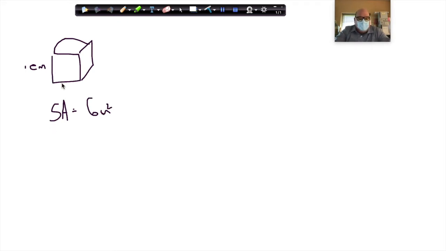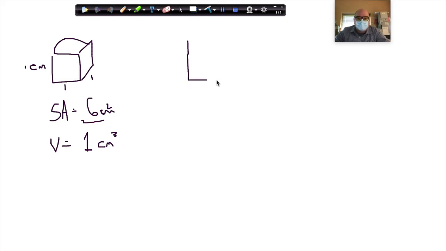Now what's the volume of that cube? Well, that's just 1 times 1 times 1. So all the different dimensions give us a volume of 1 centimeter cubed. And so we have a surface area to volume ratio of 6. Okay, well, that doesn't tell us much until we compare.